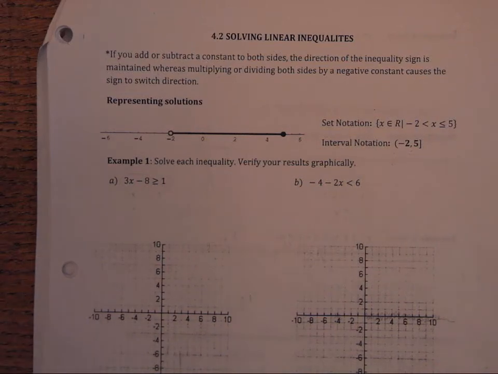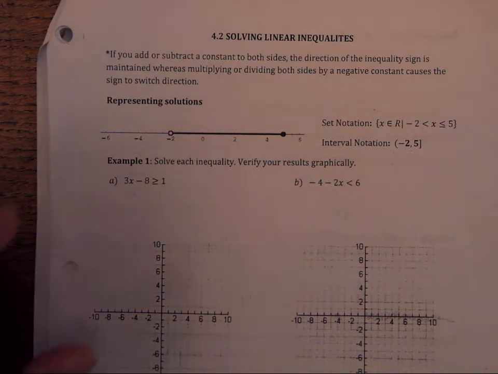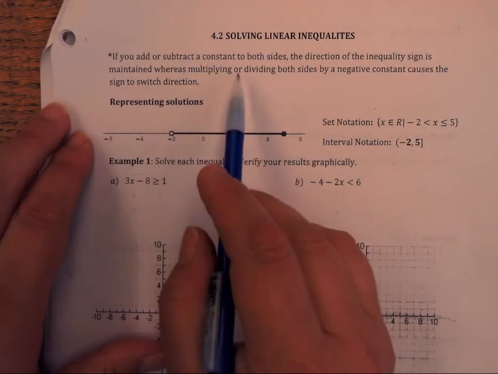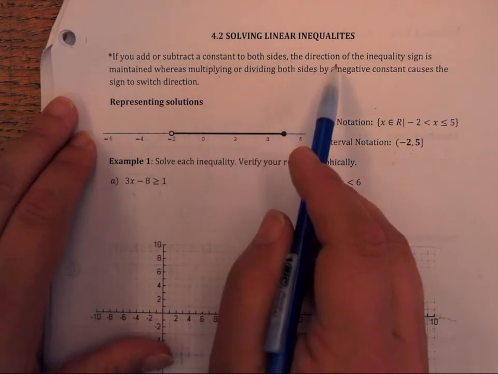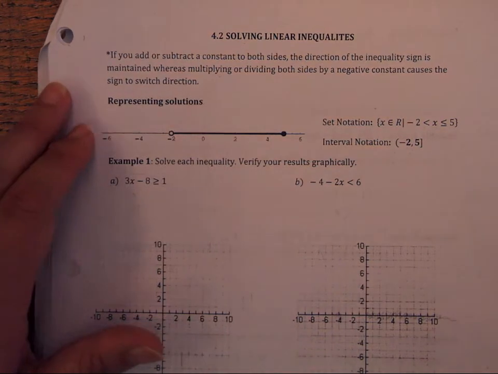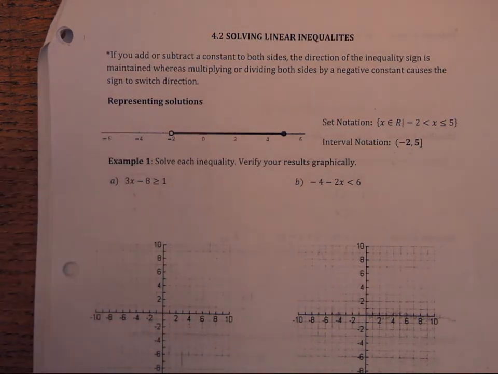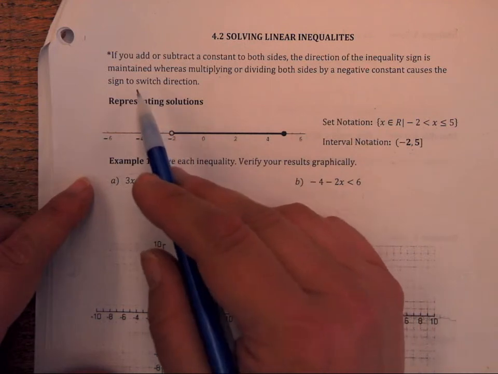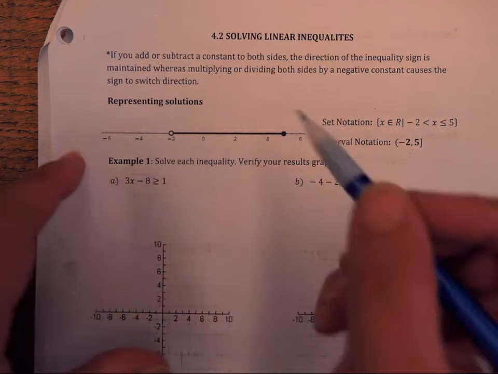Alright, so let's start. So 4.2, solving linear inequalities. If you add or subtract a constant to both sides, the direction of the inequality sign is maintained, whereas multiplying or dividing both sides by a negative constant causes the sign to switch direction. So what do we mean by that?